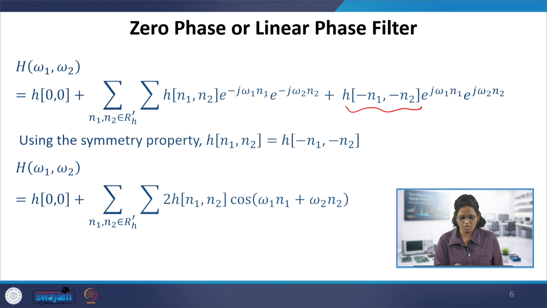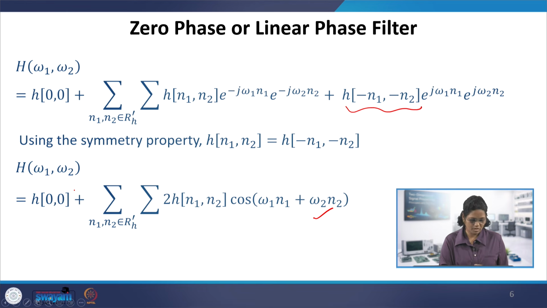We can take it out, and here e power minus j omega n1 and e power plus j omega n1, and e power minus j omega 2 n2 and e power plus j omega 2 n2, these contribute the cosine function. So 2 cos omega 1 n1 plus cos omega 2 n2, we can simplify this to get the cosine function. So the frequency response is a linear combination of cosine of omega 1 n1 and omega 2 n2.